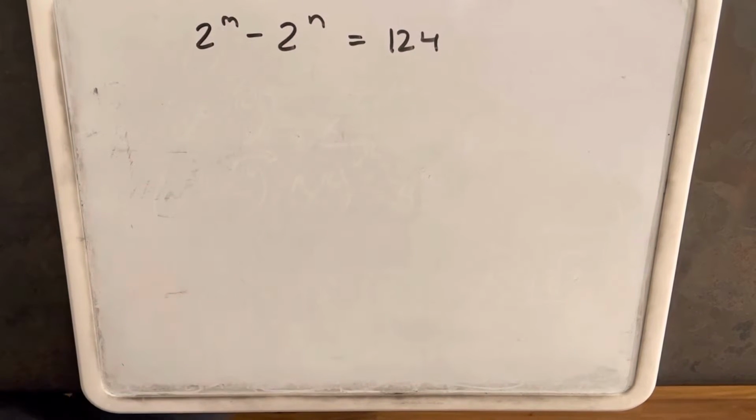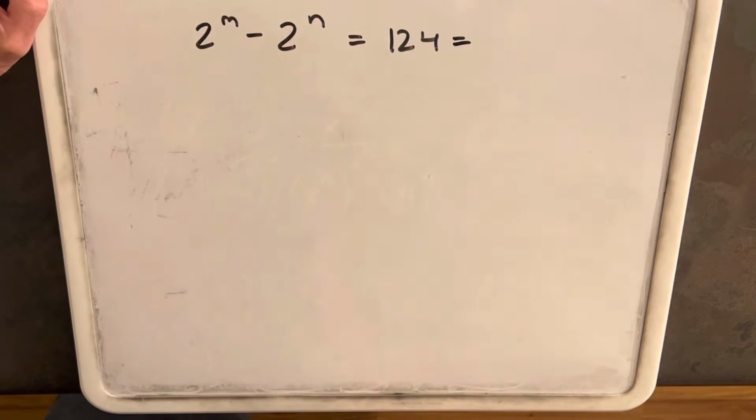So we have this exponential Diophantine equation on the board. We have 2 to the m minus 2 to the n equals 124. We're looking for integer solutions only. Some of you might just guess and check this and get it pretty quick, but it's a more interesting problem if we can solve it systematically. So let's try that.